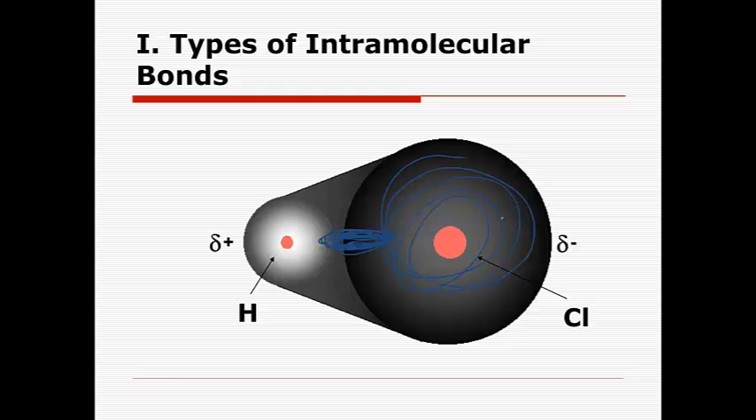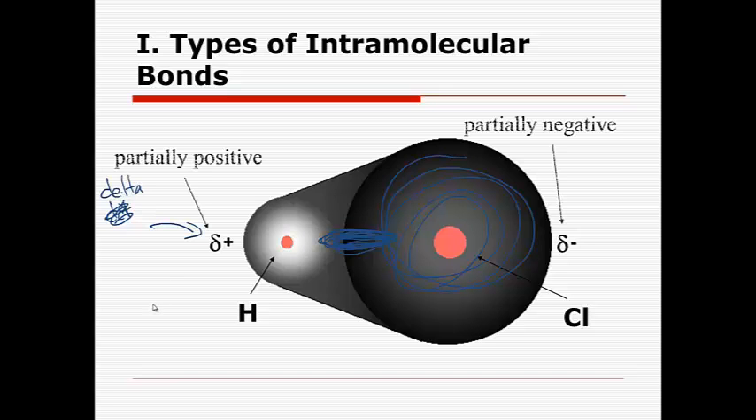Now, these signs here are the lowercase delta, a Greek symbol, and this basically means partially positive, and here it means partially negative. What does partially mean? If it were fully negative, the electrons would have all jumped over this way. But they're still held by the hydrogen, so the hydrogen didn't lose all of the shared electron completely. So the partially negative atom spends most of the time around here, and not too much time around here.